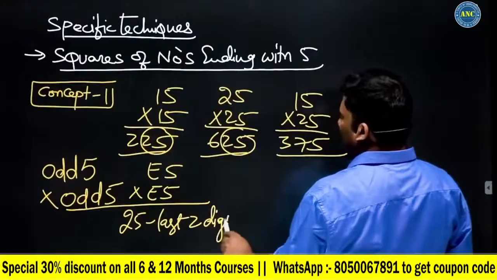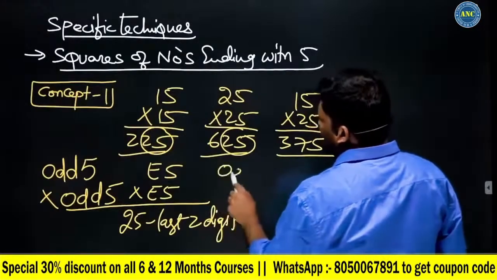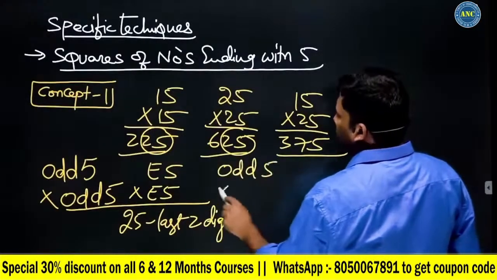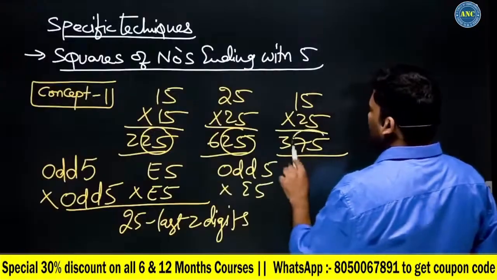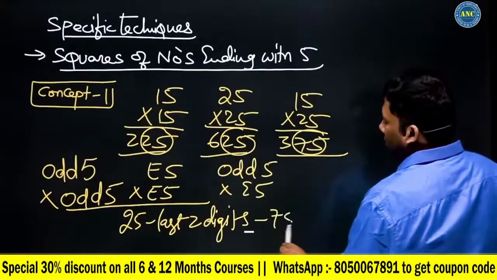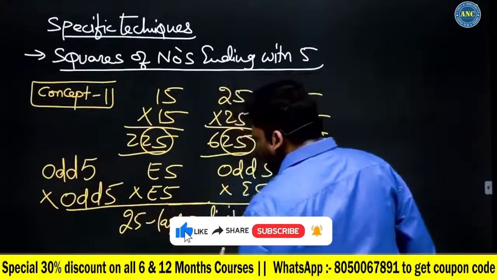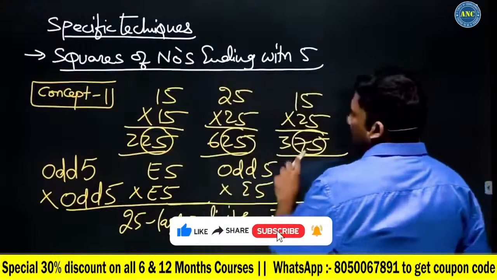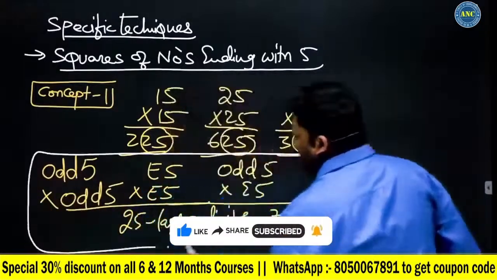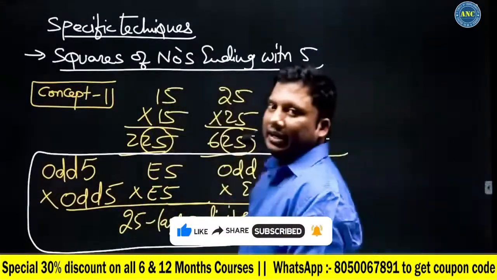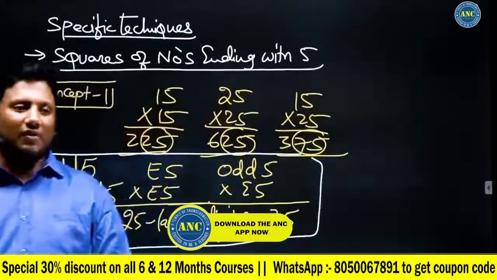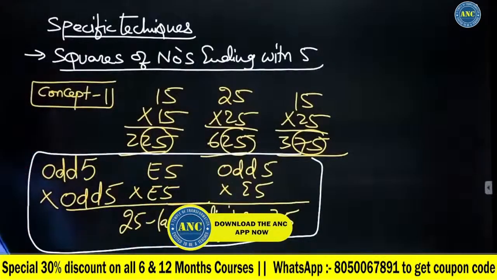1 is an odd number and 2 is an even number. Odd 5 into even 5. What are the last 2 digits? 75. Very, very important concept. Most of the students will waste their time in solving it. If you know this logic, you can solve it very easily.